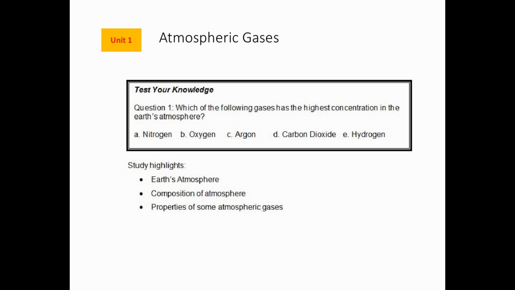Test your knowledge. Question 1. Which of the following gases has the highest concentration in the Earth's atmosphere? Nitrogen. Yeah, thank you. The study highlights of this unit are the composition of the atmosphere and the properties of some atmospheric gases we're dealing with, mainly for the pure products, the UHP products.